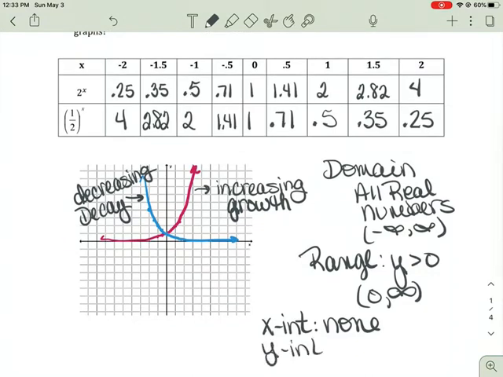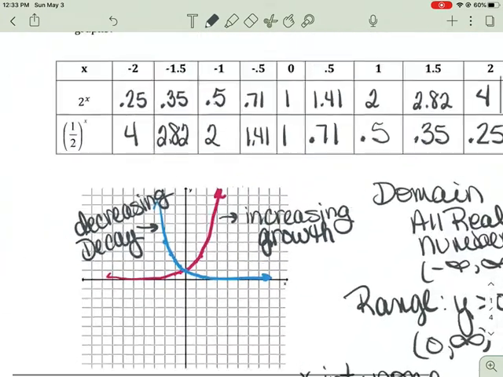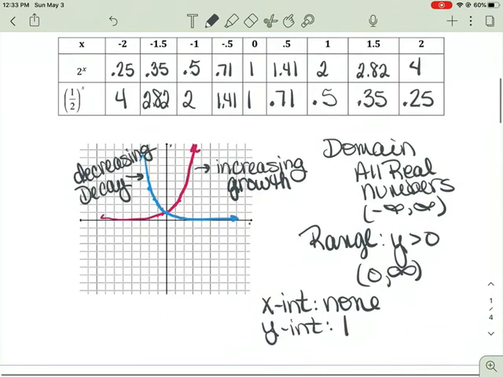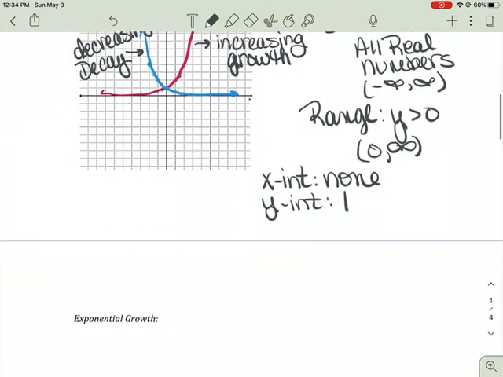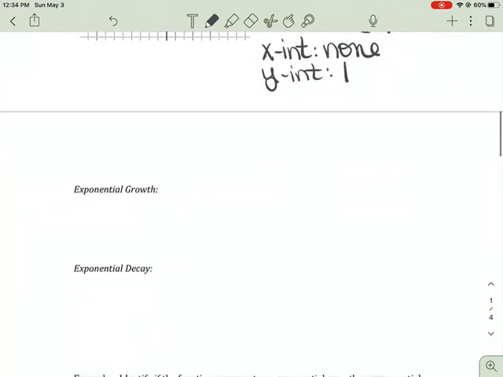And the y-intercept, if you notice, both of these cross the y-axis at 1. Okay, right there. And that's because when we take anything to the 0 power, the answer is 1, if you remember that. So that's important to note, that our exponential functions are always going to intersect the y-axis at 1 unless there's a number in front like a. All right, so let's take a look at explaining the difference between this growth and decay concept.